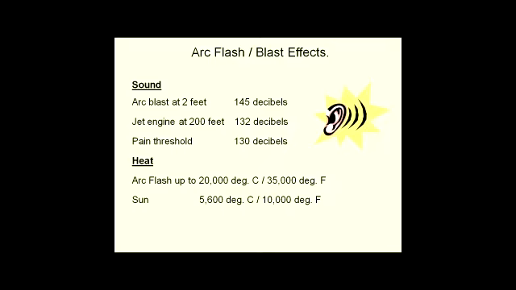Arc flash blast effects. Sound. Arc blast at 2 feet can be as loud as 145 decibels. Now, a jet engine at 200 feet can cause a sound volume of 132 decibels. The pain threshold for a human ear is 130 decibels, so the sound caused by the arc flash can be quite unpleasant and damaging.